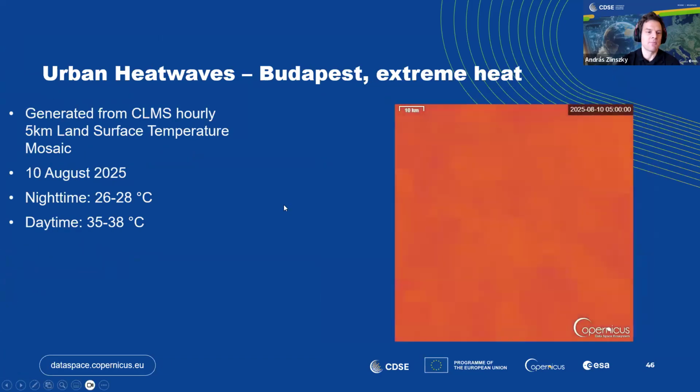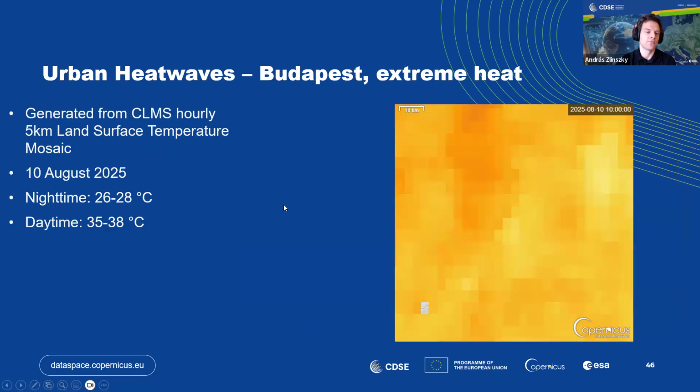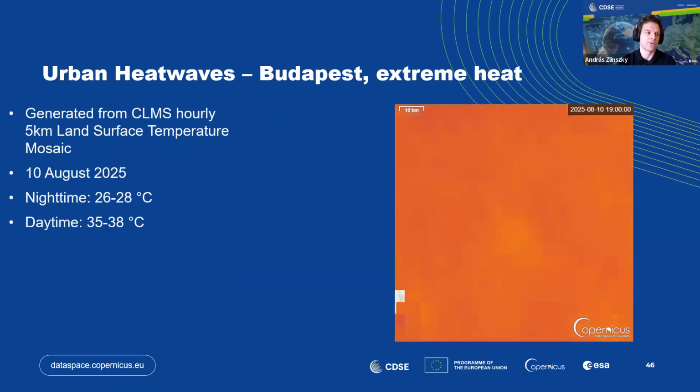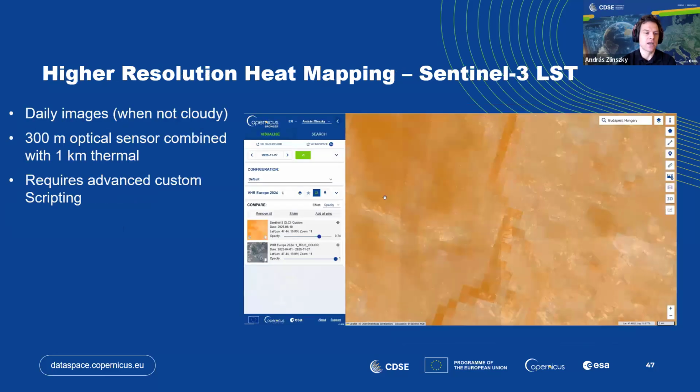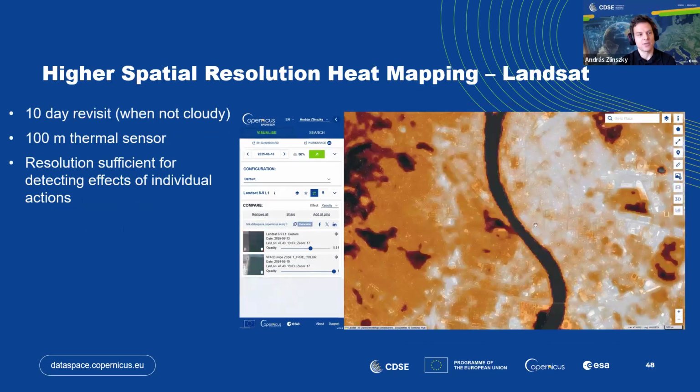So again, you can create time-lapse animations that show you the thermal conditions at an hourly rate from Copernicus Land Monitoring Service data. You can look at slightly higher resolution thermal imagery every day using Sentinel-3. And you have high spatial resolution heat mapping from Landsat.